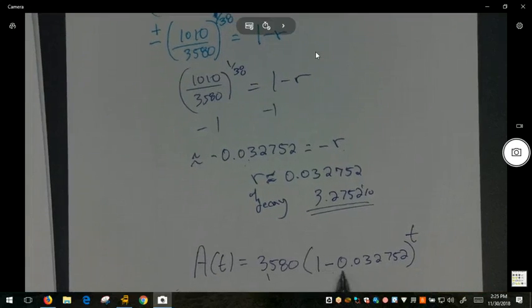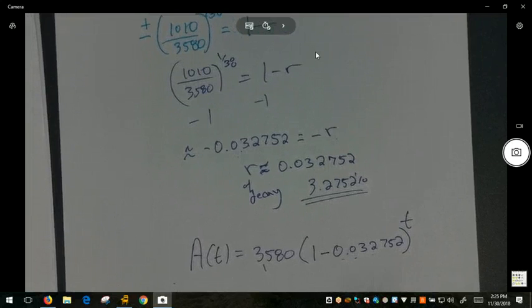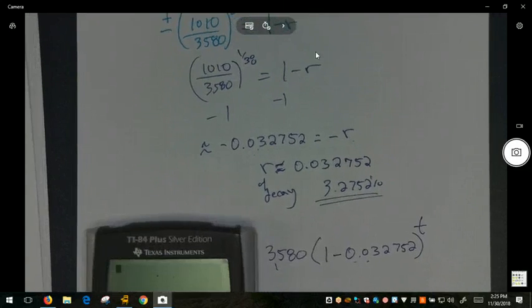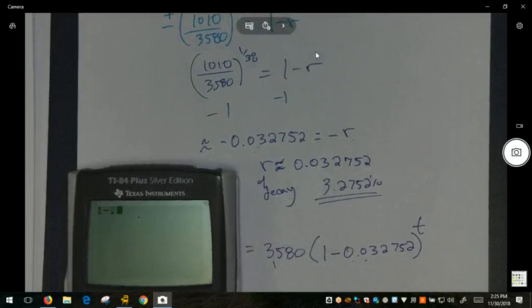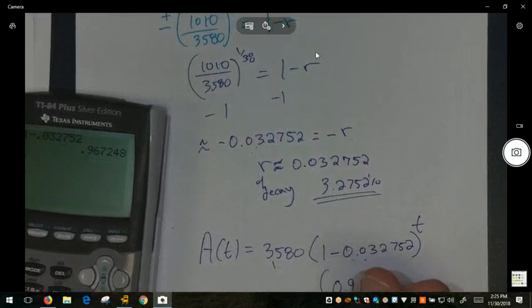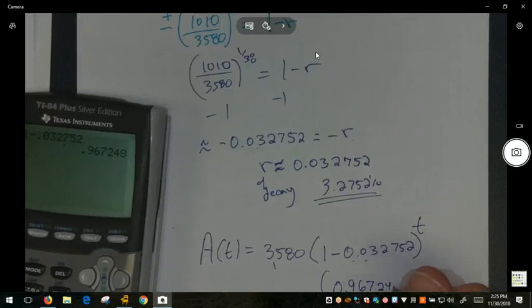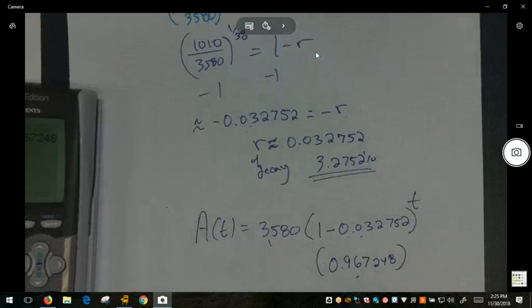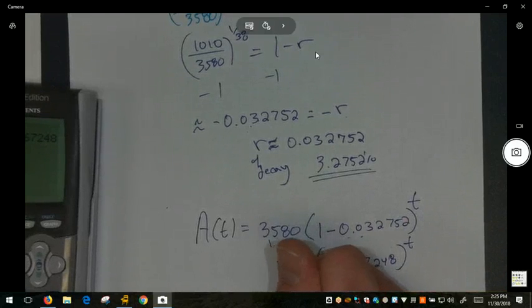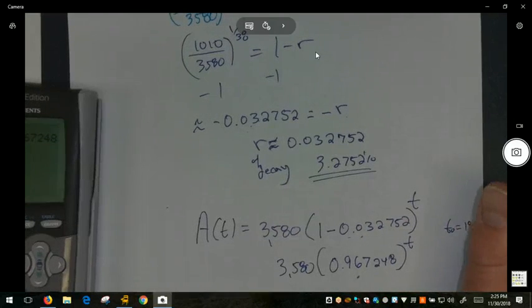Now, our rate is this, but it's decay, so we have a minus instead of a plus. So now I've got 3580. Let me do 1 minus 0.032752. This gives us in the parentheses 0.967248, or roughly 97% of the unicorns remained every year. So 1981 was 97% of the unicorns, or actually just under 97% of the unicorns from the previous year, and so on and so forth. So this is what we have. This is based on t sub 0 being 1980.